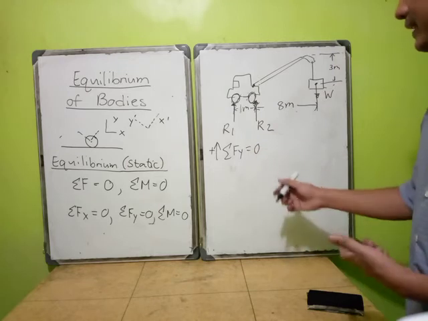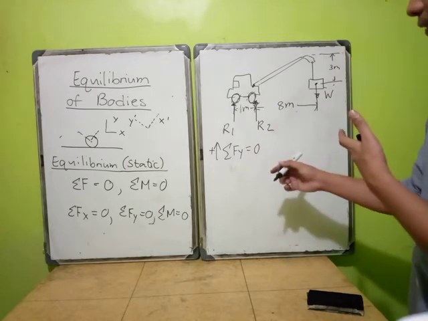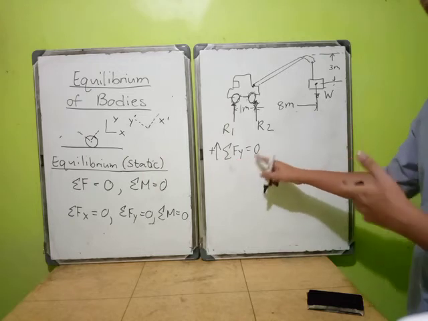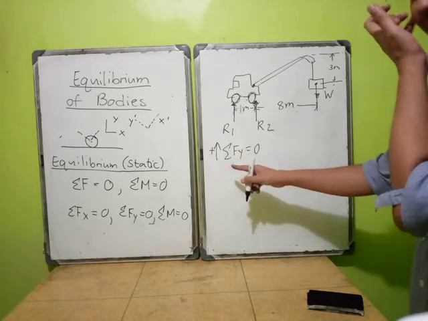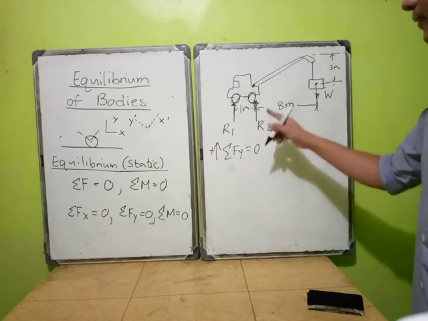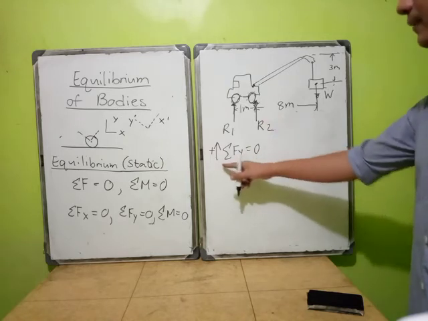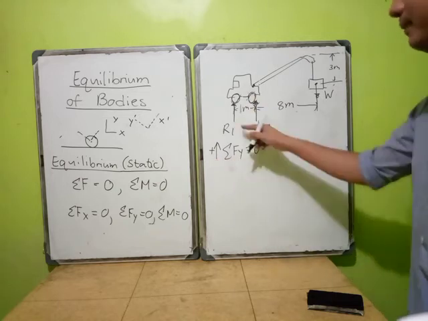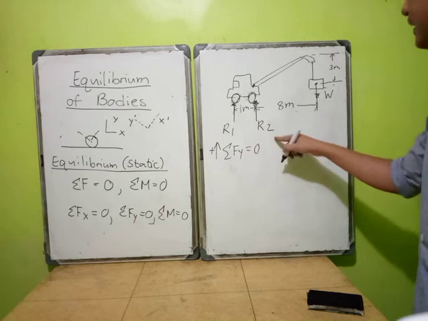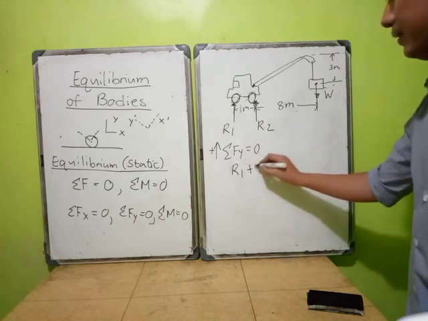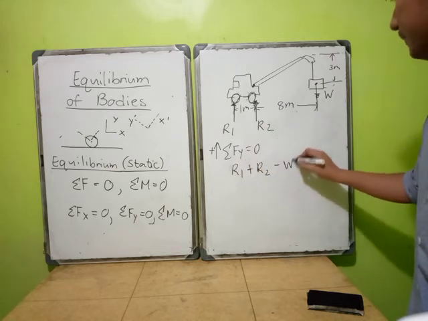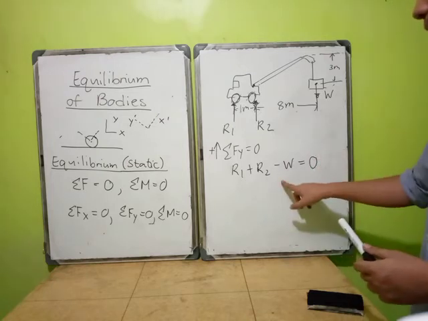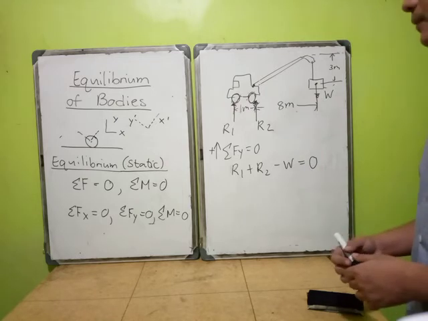Okay? So, paano ba yan? So, if this is the case, mag-summation of forces of Y at Y is equal to 0 ka. Okay? You equate all the forces along Y direction is equal to 0. Their sum is equal to 0. Okay? So, here, sa nakasanayan niya, yung upward as positive. So, upward si R1 tsaka si R2, kaya R1 plus R2 minus W is equal to 0. Okay? So, ganon, nabuo na natin yung isang equilibrium equation.